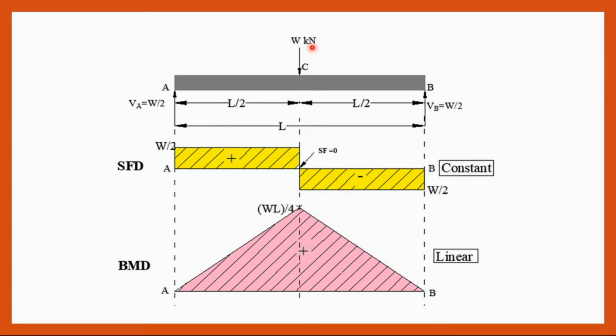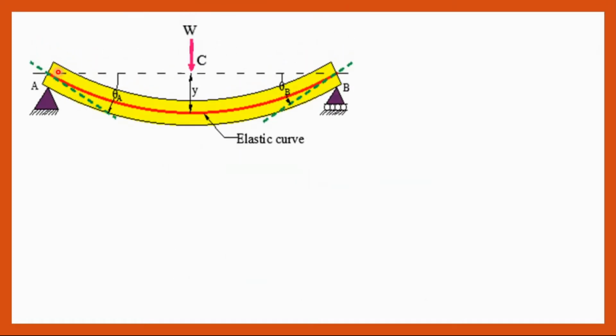When it is subjected to point load, the deflected shape will be like this. The deflected shape of the beam, we can call it as elastic curve. The maximum deflection will be at the point of application of the load only. So, here at the C point we are having maximum deflection and the maximum slope will be at the supports, which is theta A and theta B.